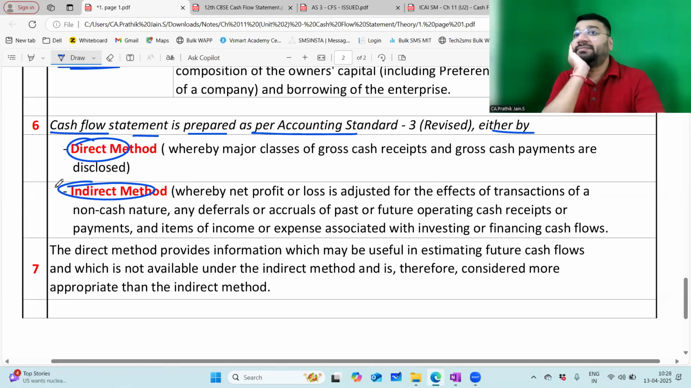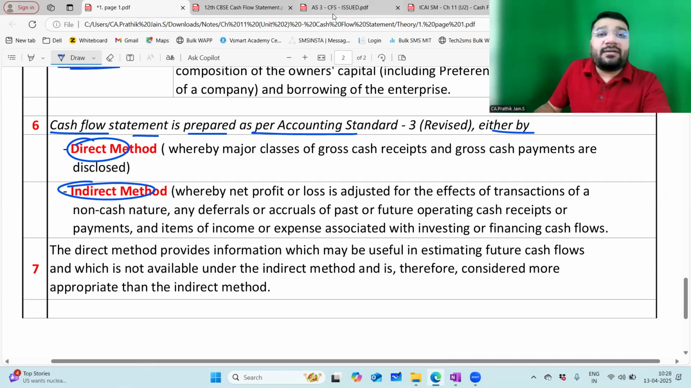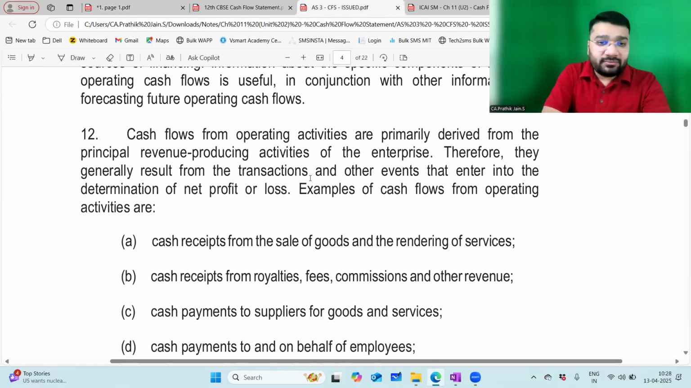What do you think? Indirect is what he's saying. Okay. Before you conclude whether direct or indirect is better, you should first know what the direct method is and what the indirect method is. Without that, you cannot comment on which method is better. However, Accounting Standard 3 says that the direct method is the better way of presenting the cash flow statement. So where is it said? Here it is.